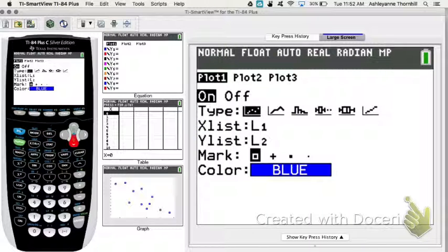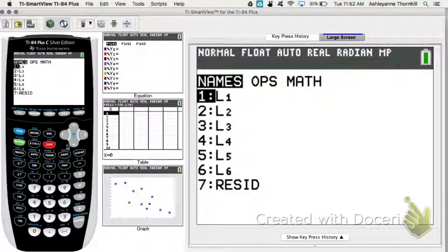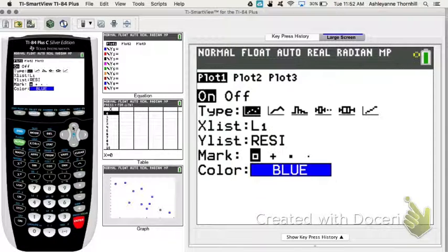It's second list, list, second stat, and you go down to resid. It could be 7, it could be 8 for you. If there's nothing there, that means you didn't run the test. So it has to run the test on L1 and L2 first for it to show up.